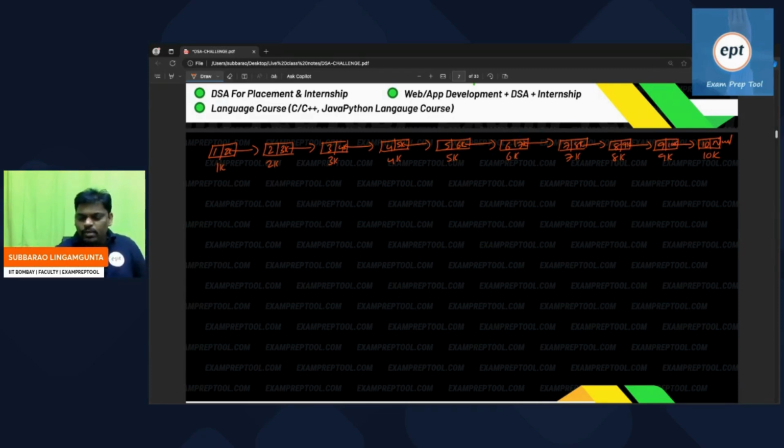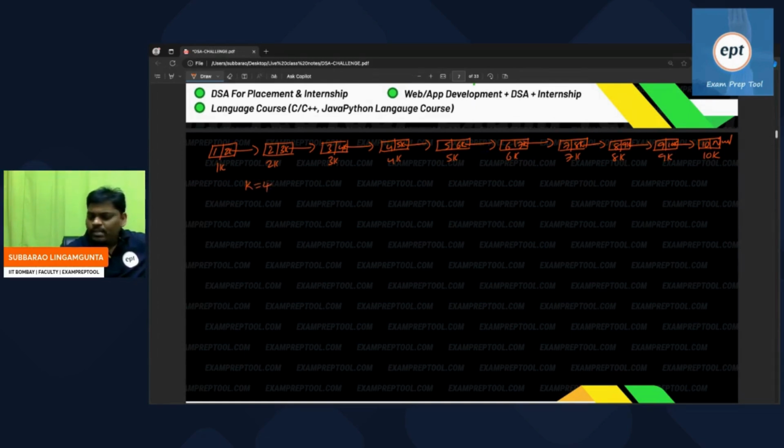Now let us assume that the k value given is 3. 3 nodes you have to reverse. If the k value given is 4, 4 nodes you have to reverse. If the k value given is 2, 2 nodes you have to reverse. So I think everyone knows. Let me try this. Let us assume that the k value given is 4. So 4 nodes you have to reverse.